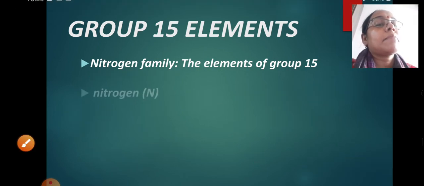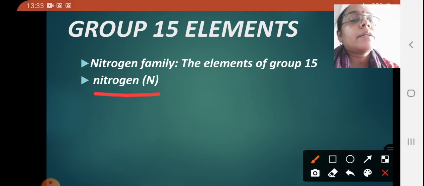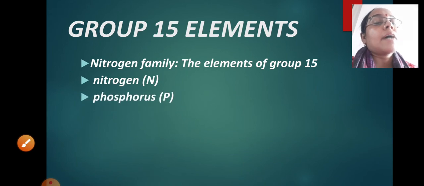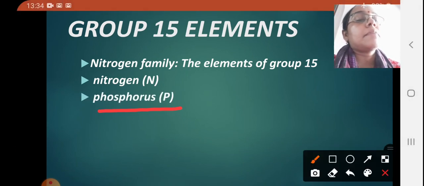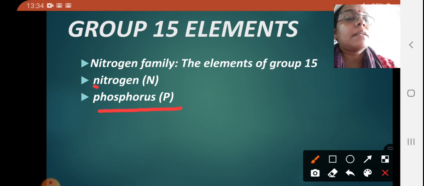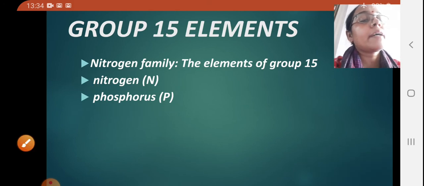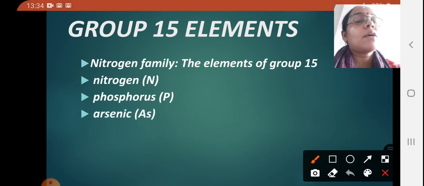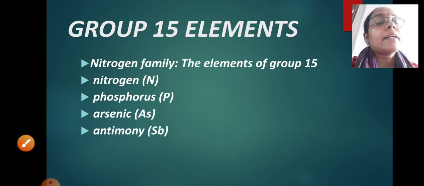So which are the members of this family? The first one is nitrogen only, okay, then after that phosphorus is there. You can see nitrogen's symbol is N, and phosphorus symbol is P. Okay, then which is the next member? It is arsenic. What is the symbol of arsenic? It is As. Okay, and then the next member is antimony.